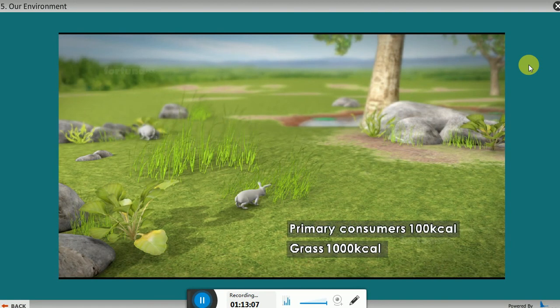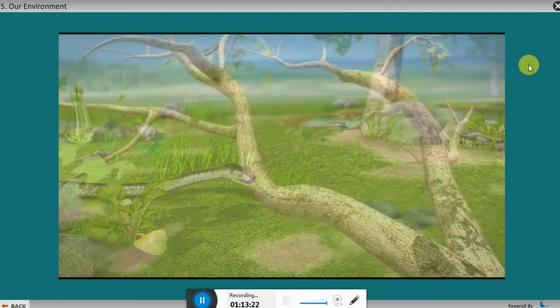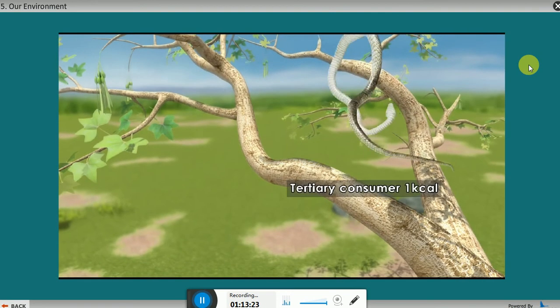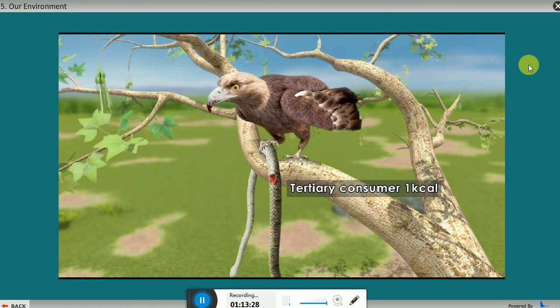At the next trophic level, mice and rabbits will be eaten by a snake. The secondary consumers have an intake of approximately 10 kilocalories. Tertiary consumers such as eagles will eat the snake. These consumers will have an intake of only 1 kilocalorie.